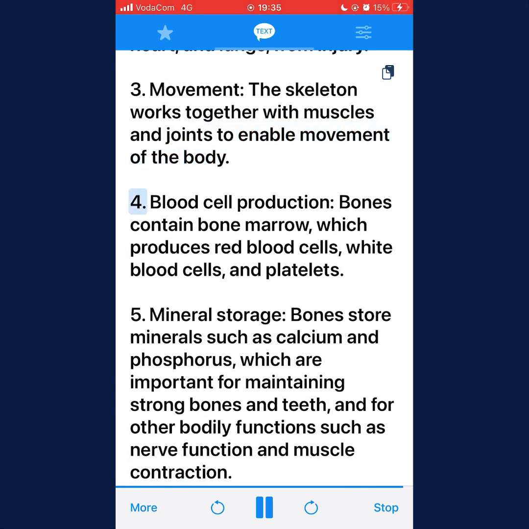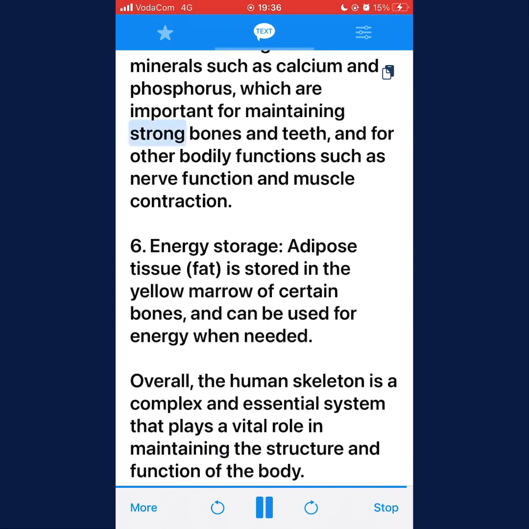4. Blood cell production. Bones contain bone marrow, which produces red blood cells, white blood cells, and platelets. 5. Mineral storage. Bones store minerals such as calcium and phosphorus, which are important for maintaining strong bones and teeth, and for other bodily functions such as nerve function and muscle contraction. 6. Energy storage. Adipose tissue, fat, is stored in the yellow marrow of certain bones, and can be used for energy when needed. Overall, the human skeleton is a complex and essential system that plays a vital role in maintaining the structure and function of the body.